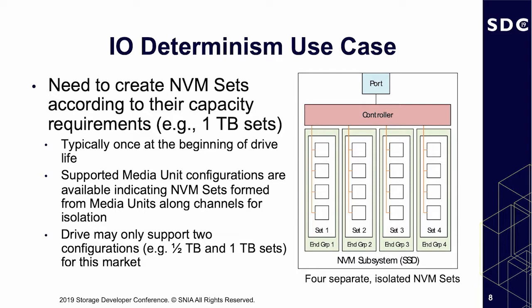And then the supported media unit configuration is something that Paul will dig down into a little bit more, but you could ship a drive with 2 supported media configurations. One is 1 terabyte sets, and another media configuration is half terabyte sets, because we get both numbers from different hyperscalers. This allows us to ship 1 drive to all hyperscalers and cover all the IO determinism use cases.